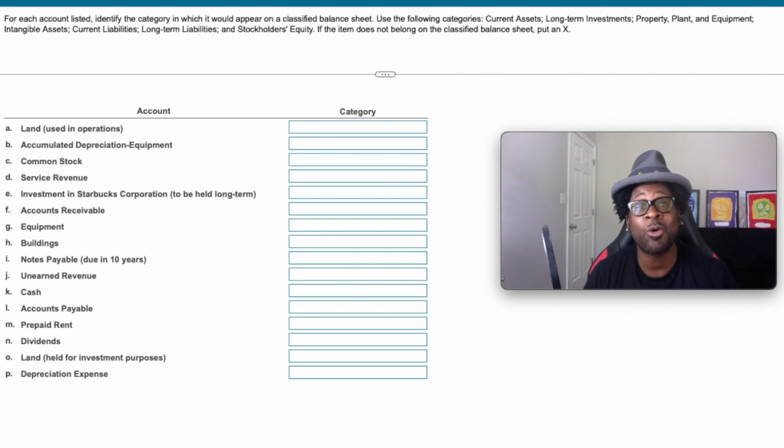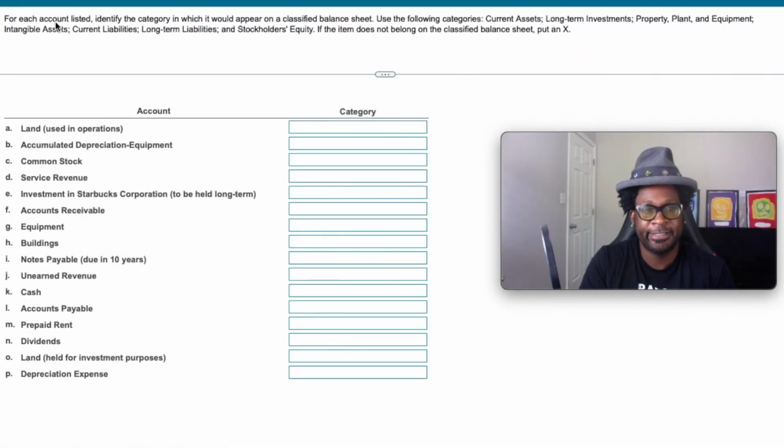Today we're going to take a look at a walkthrough illustration of how to properly classify balance sheet accounts. So if you're unfamiliar with what the balance sheet is, don't fret gang, I dropped a link to get you up to speed in no time. So with that being said, let's get it.